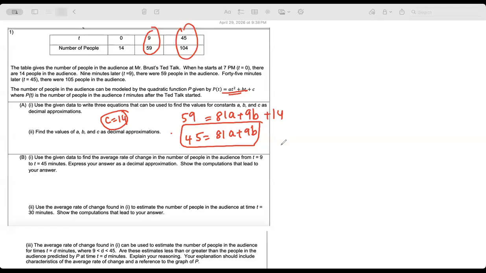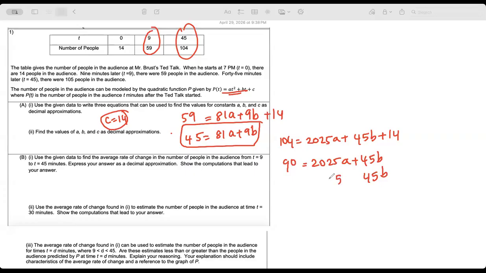104 will be equal to, 45 times 45 is 2025, so 2025A plus 45B plus 14. I'm putting T equal to 45. When I subtract 14, what happens? 90 will be equal to 2025A plus 45B. Now I'm going to multiply by 5 and then subtract.